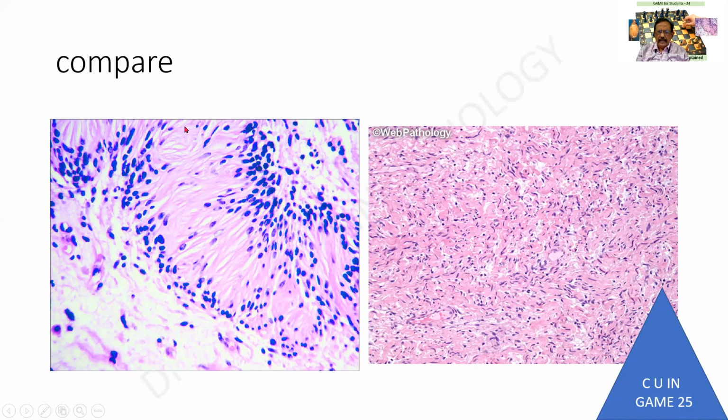I am finding this is a picture of a schwannoma, this is a neurofibroma. In the schwannoma, cellular areas, acellular areas, palisading arrangement. In this, wavy haphazard cells with slender wavy nuclei.